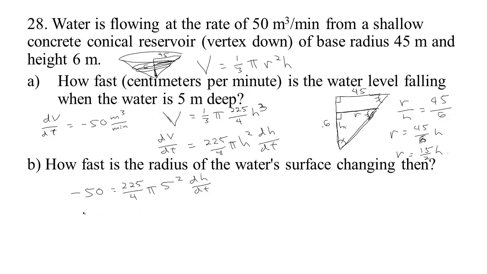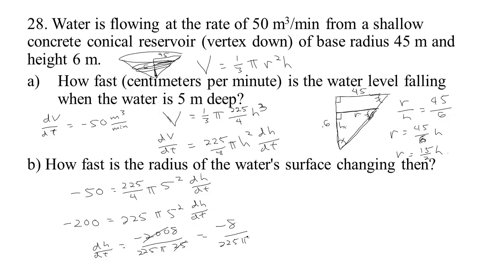What I'm going to do is multiply everything by 4. 4 times negative 50 is negative 200. Multiplying this by 4 wipes that out, so I have 225 times pi times 5 squared times dh/dt. Now I can see I need to get dh/dt alone. I'm going to have to take my negative 200 and divide it by 225 and pi, and 5 squared is 25. Of course, 25 goes into 200 8 times, and so we get negative 8 over 225 pi.